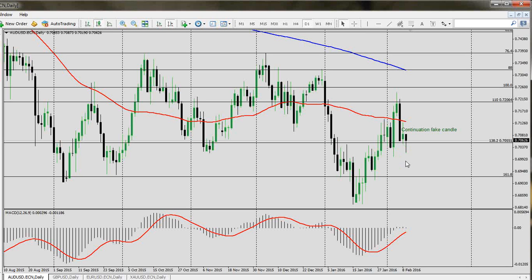On daily time frame, we can see that the daily candle that we had is a continuation fake candle. If you participated in the webinar yesterday, we were discussing candlestick strategy. We actually did discuss it. Whenever we see this kind of candlestick formation, which looks like a sword but in a bearish market environment, you don't really look for a reversal yet.